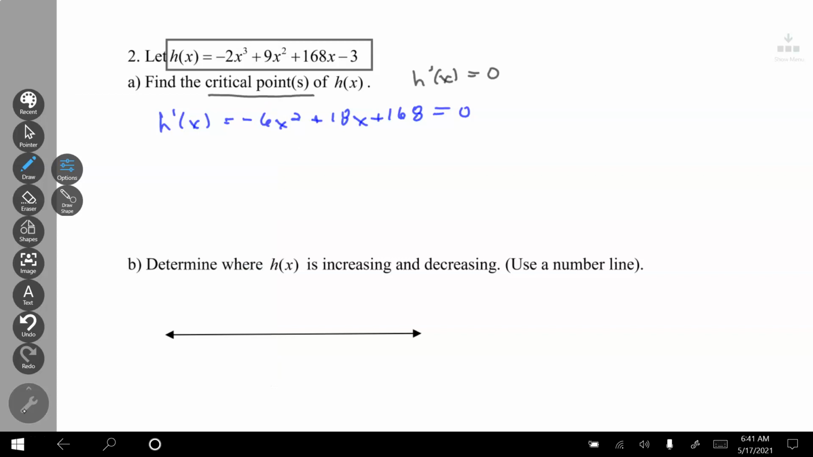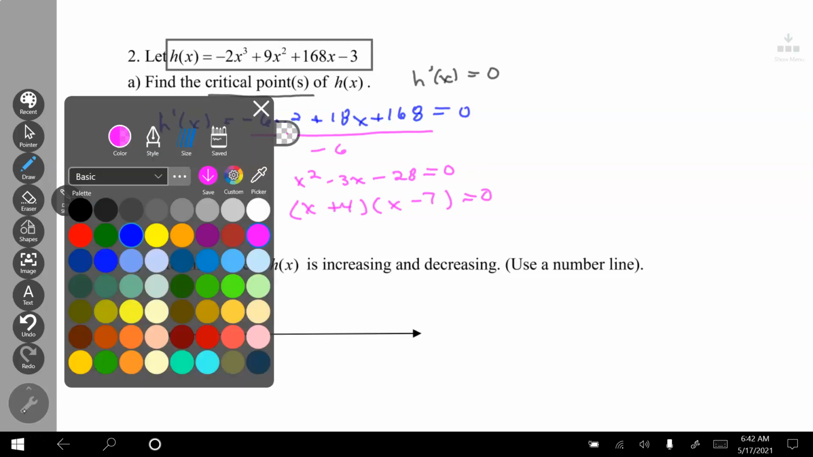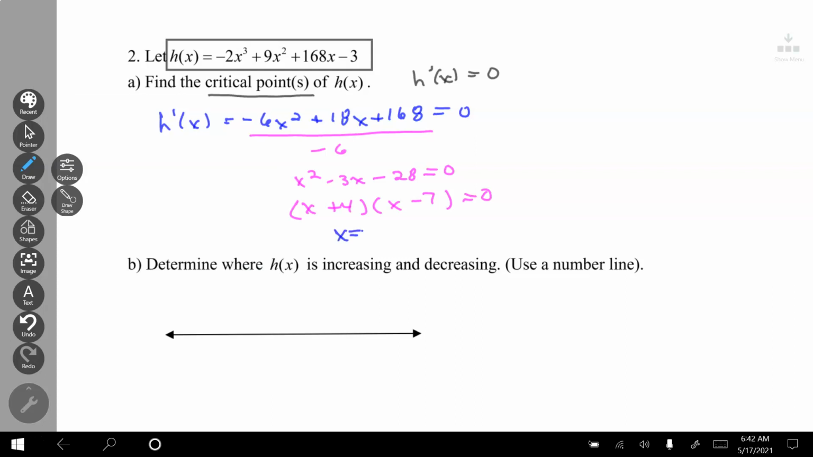I also see that I don't like really working with these big numbers. I can divide everything by negative 6. I get x squared minus 3x minus 28. Set that equal to 0. Much easier to factor. x and x. I would say minus 7 plus 4 will give me my negative 28 and my negative 3 in the middle. And when I solve for x, I get x equal to negative 4 and positive 7. And these are my critical points.